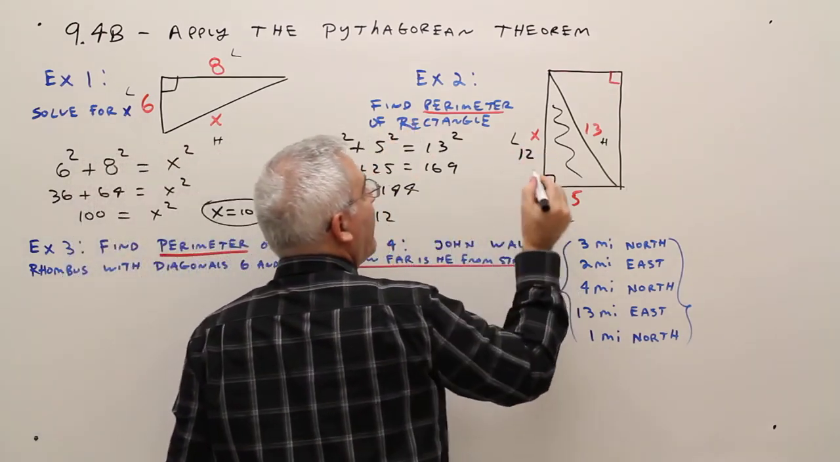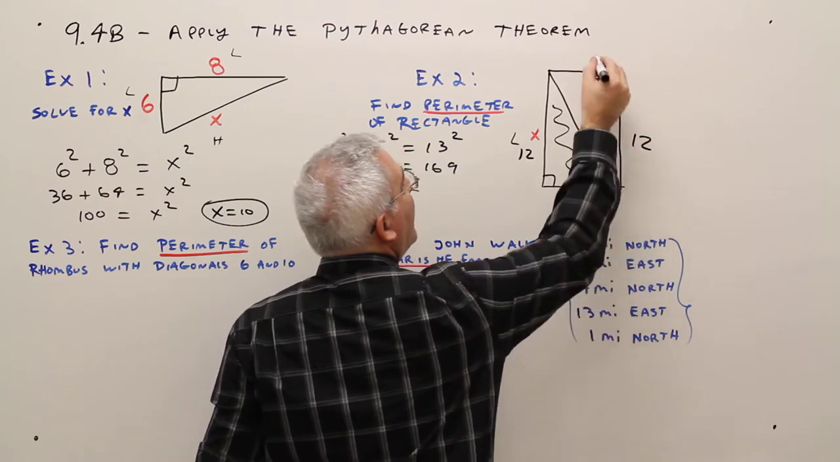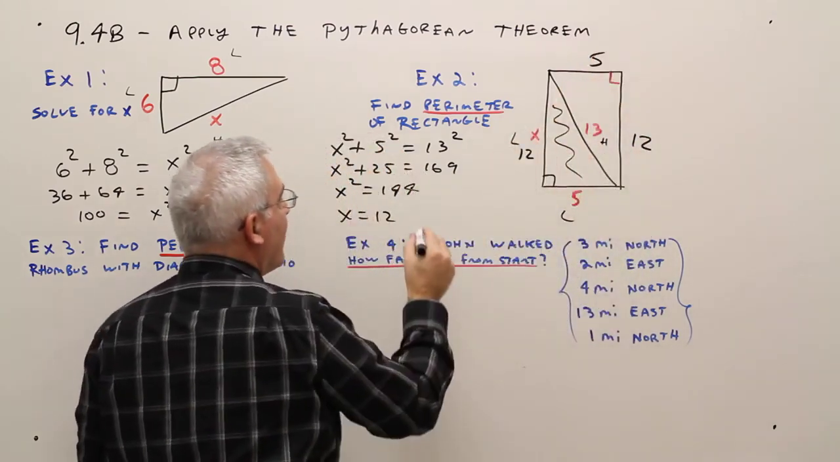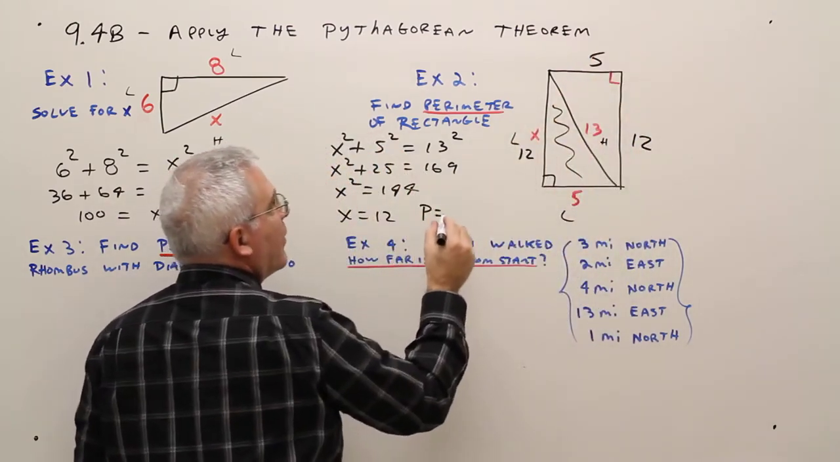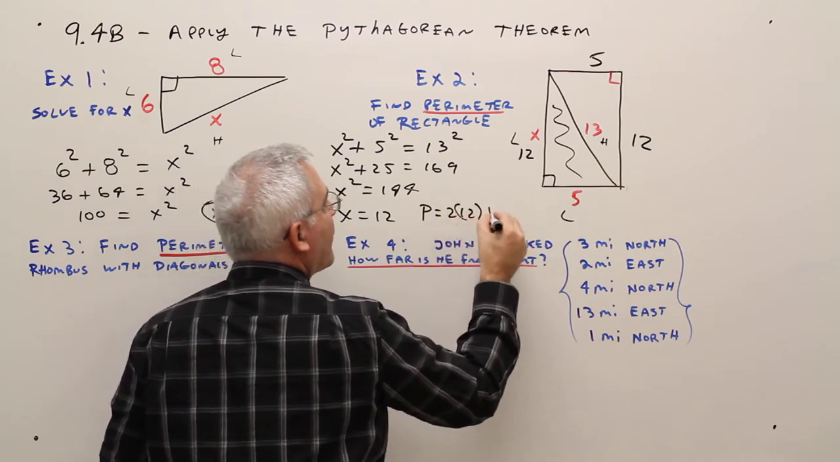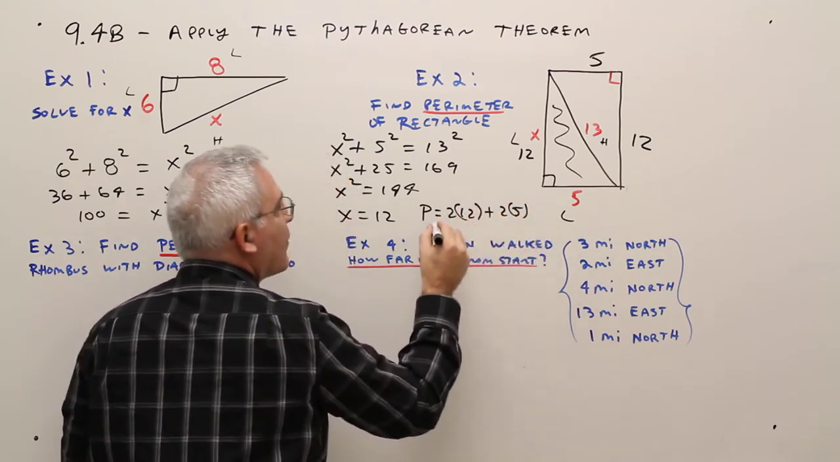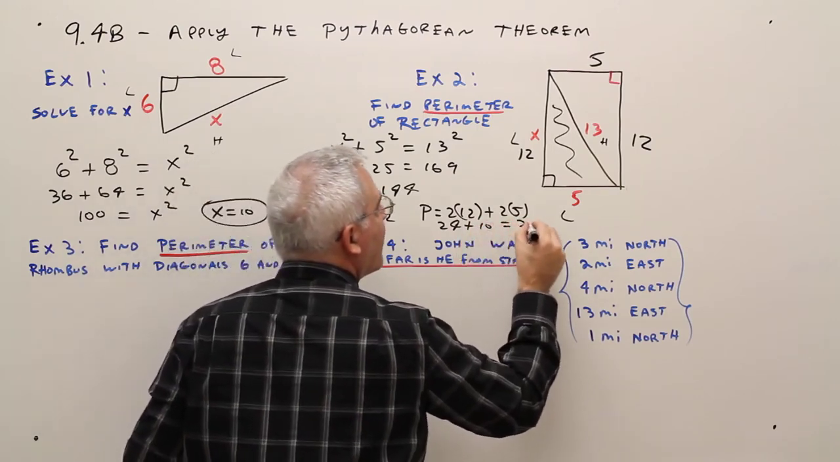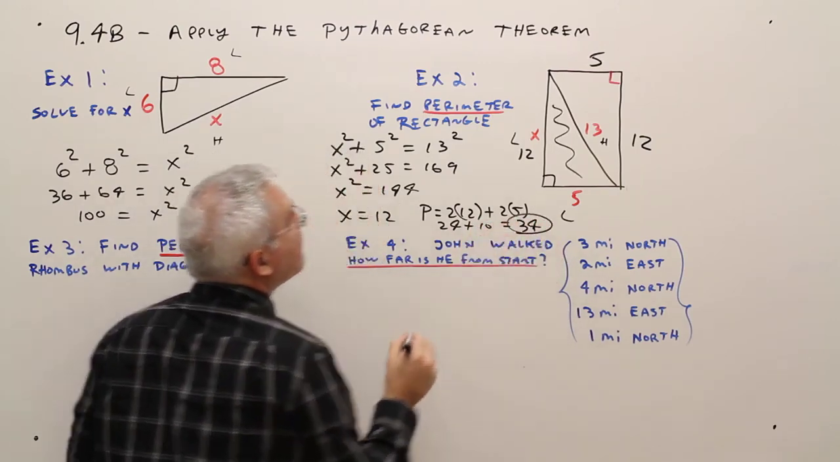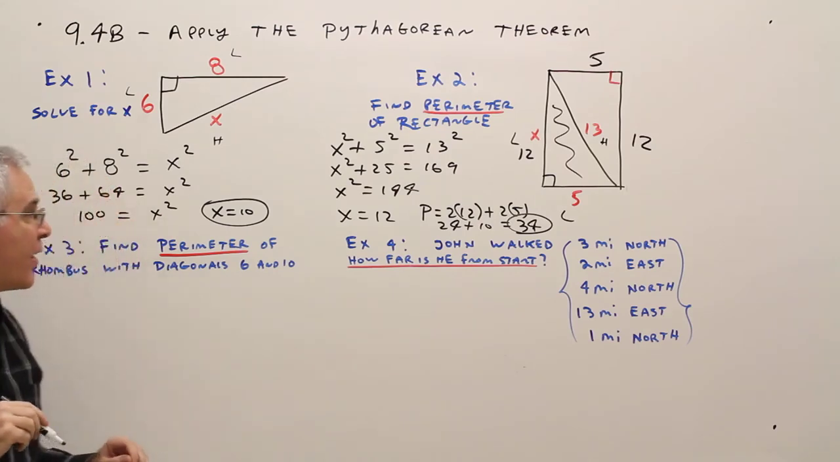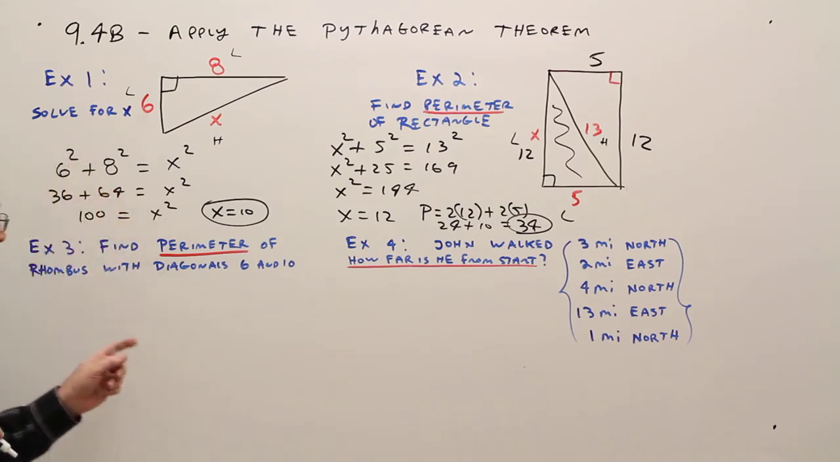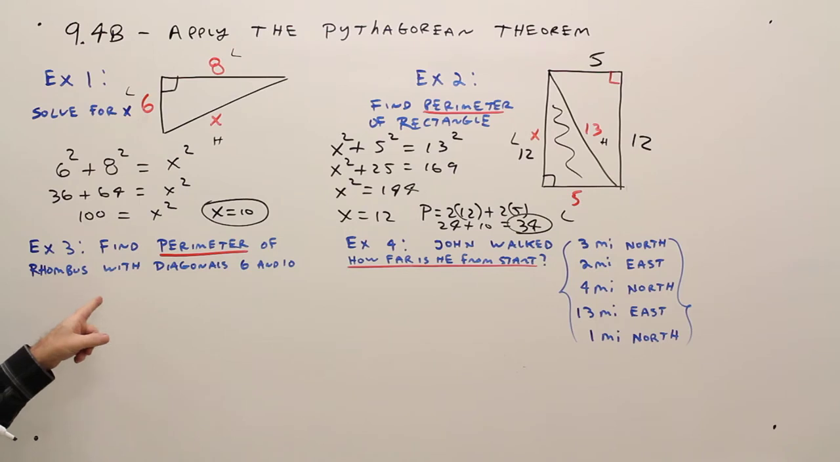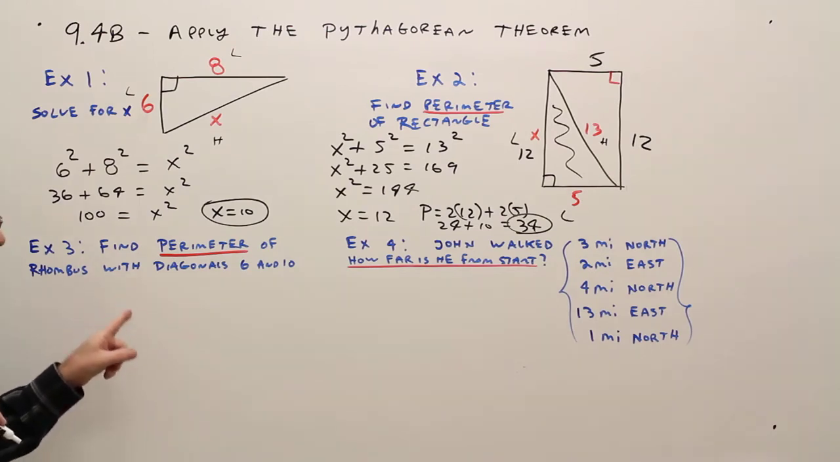So we're a 12 here, we're a 12 here, we're a 5 there. So the perimeter is going to be 2 12s plus 2 5s. 24 plus 10 equals 34 units. Okay, example 3. Find the perimeter of a rhombus with diagonals 6 and 10.